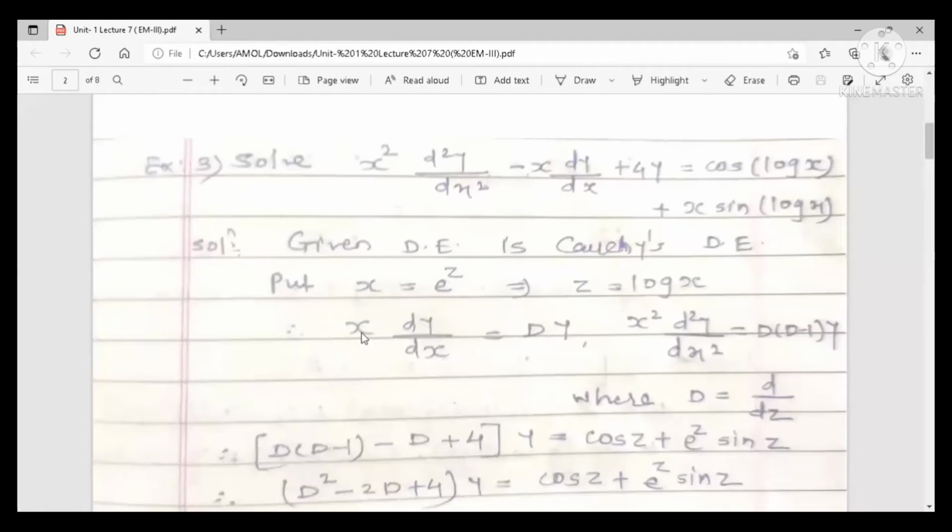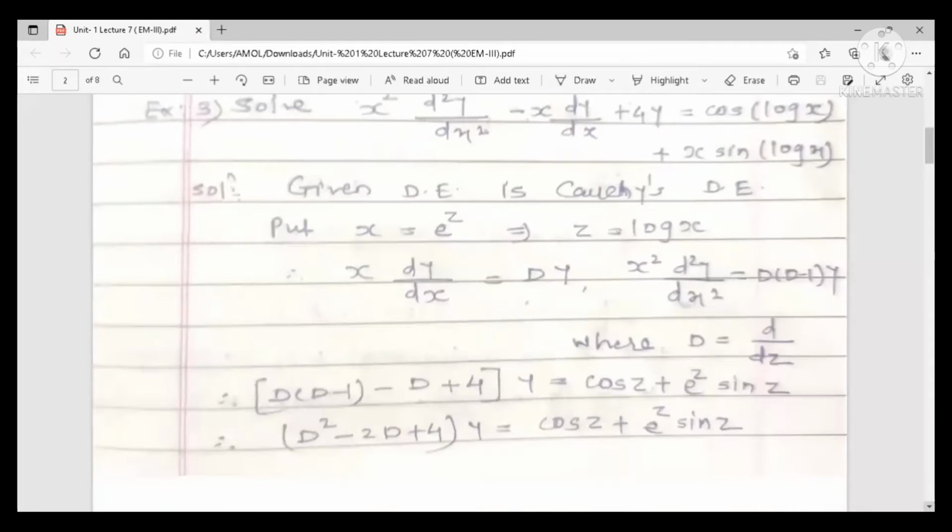And the substitution: x into dy by dx is equal to D into y, x square into d2y by dx square is equal to D into D minus 1 into y, and so on, where capital D is d by dz. We are using this substitution here to reduce the given equation to LDE. So the first term, x square into d2y by dx square, its value is D into D minus 1 into y. So you write here, first term, replace it by D into D minus 1, with y common. The middle term is x into dy by dx, so replace it by Dy.